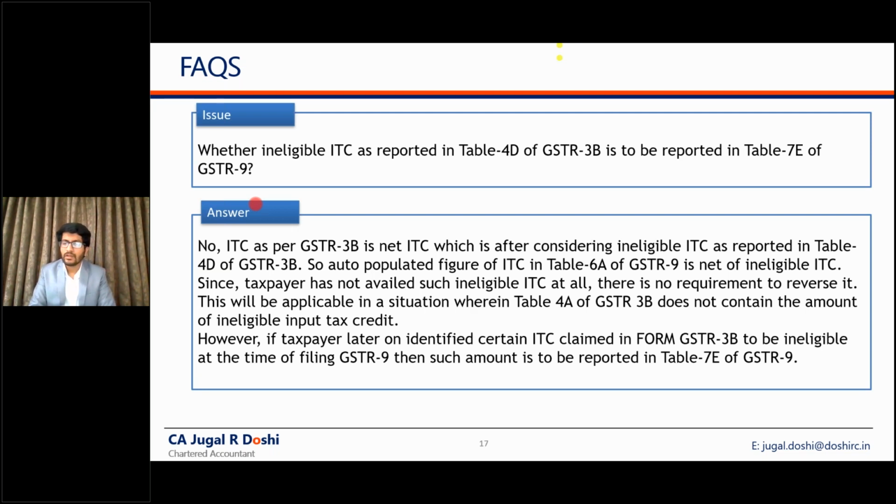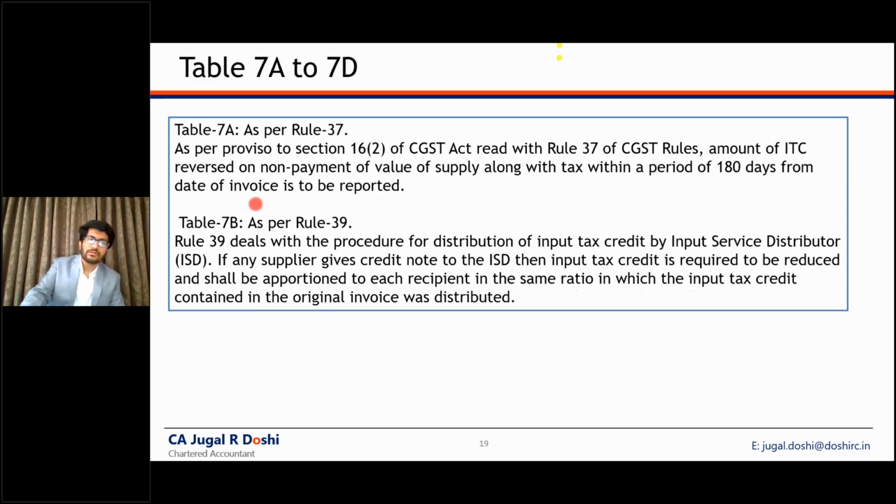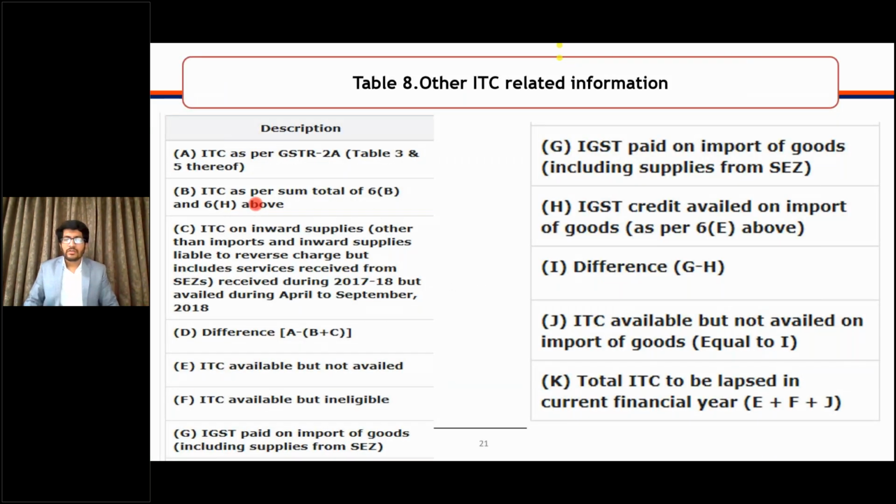Next is, which information is to be furnished in other reversals? In other reversals, in case of special circumstances read with section 18(4) to 18(6). Or it is a residuary clause for all the reversals which are not specified in these 5 rules. So now let's proceed to table 8.